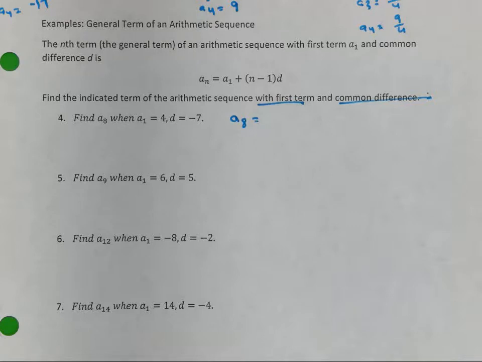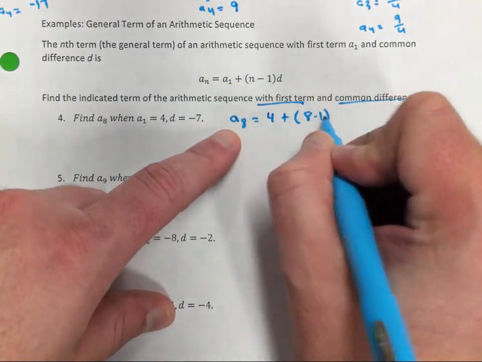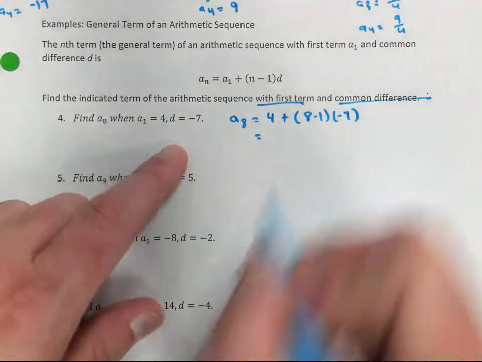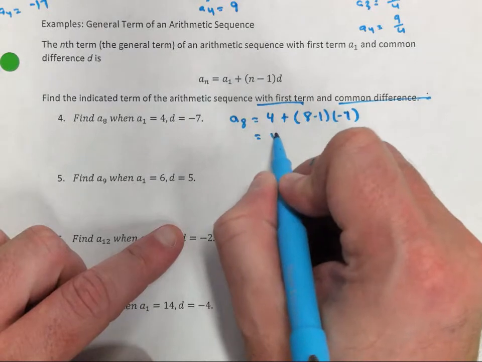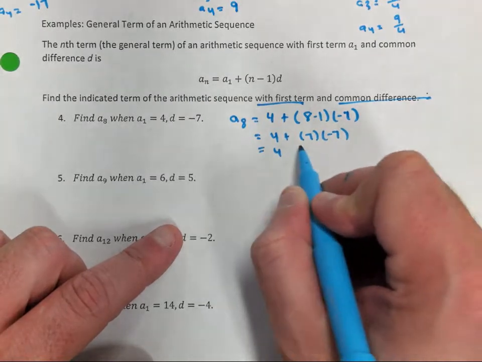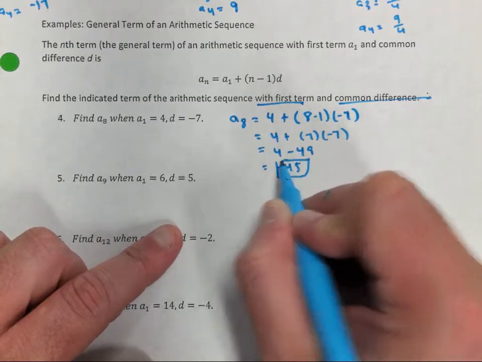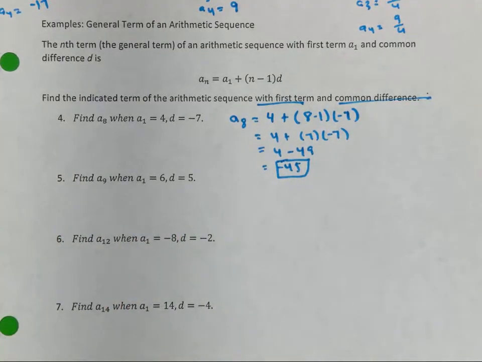Because A sub 1 has to be your what term? A sub 1 has to be the what term? First. So you're going to put your first term there, and D stands for your common what? Difference. Does that make sense? So, A sub 8 equals A sub 1 is 4 plus 8 minus 1 times negative 7. I'm going to do what's in parentheses first. 8 minus 1 is 7. 7 times negative 7 is negative 49. That gives me negative 45. That is my 8th term of that sequence. And that's as hard as it gets.